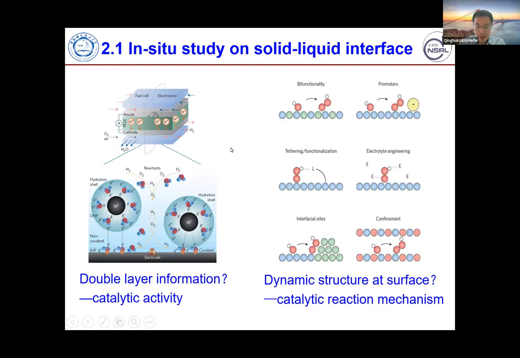First, in the electrochemical reactions, the double layer at the solid-liquid interface determines the catalytic activity and property. During the catalytic process, the atomic structure of the catalytic active site varies, and some key intermediates are formed on the active site. Thus, in situ monitoring of the dynamic structure of the active site in the process of catalytic reactions is crucial for revealing the catalytic reaction mechanisms of energy materials.